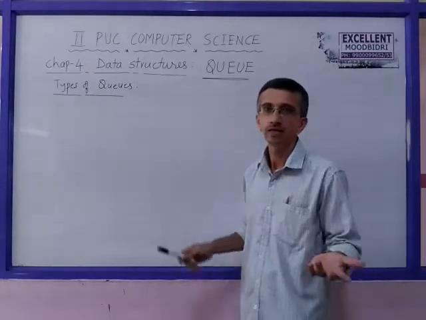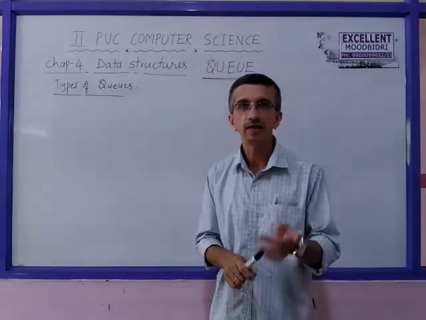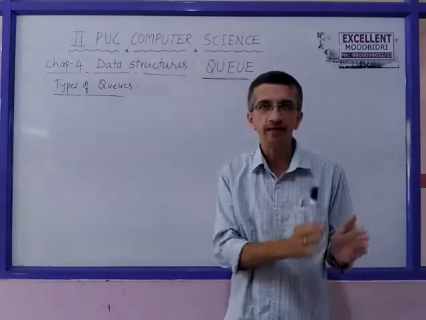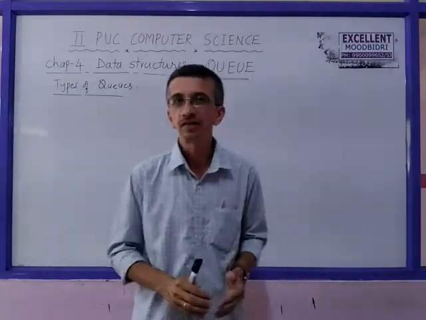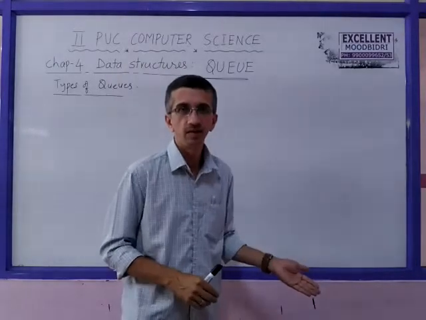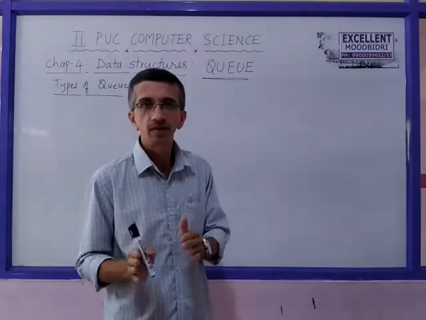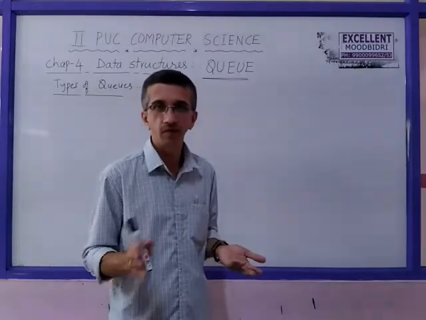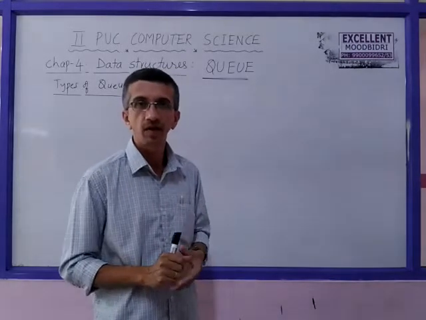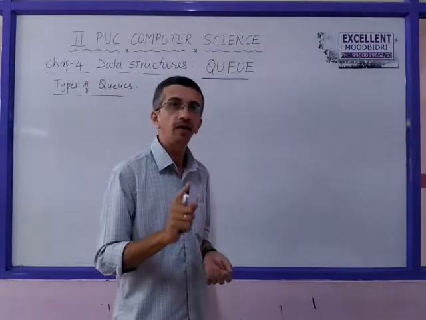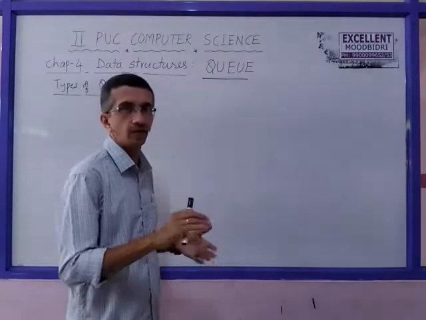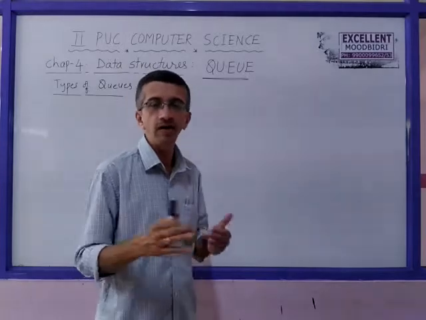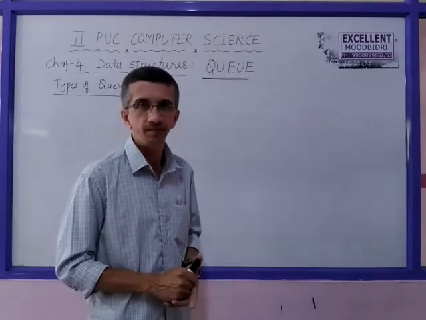Also, the insertion is done at only one end, the rear end, whereas the deletion is limited to the other end. So where deletion happens, we cannot have insertion, or vice versa, in the case of a queue. But in the stack, both happen at the same end. So these are some differences. Otherwise, both can be represented using an array or a linked list.